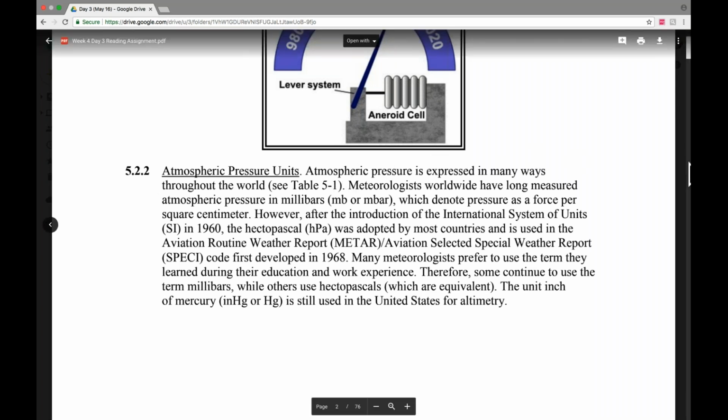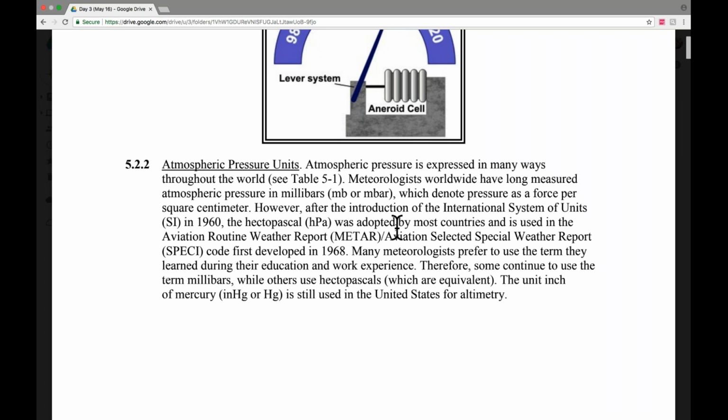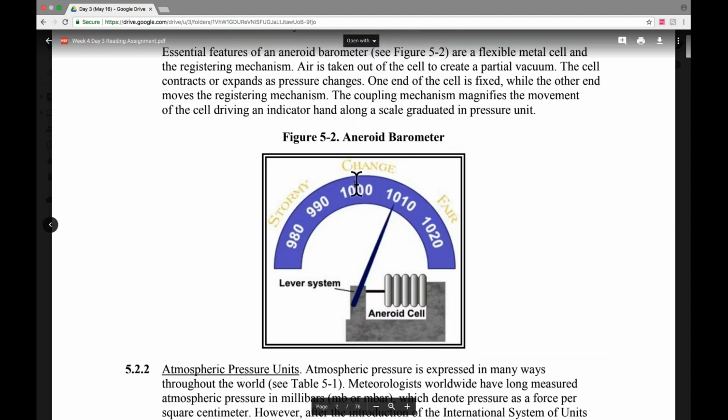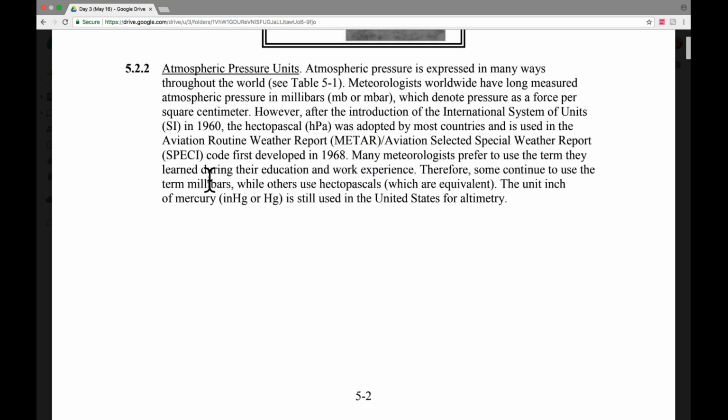So atmospheric pressure is expressed in many ways throughout the world. We've used millibars, or we'll use hectopascals. We use millibars in the United States. Hectopascals is what you're seeing here: 980, 990, 1000, 1010, 1020. Ours is, like I said, the standard pressure is 29.92. And then we'll see anything on either side of that.